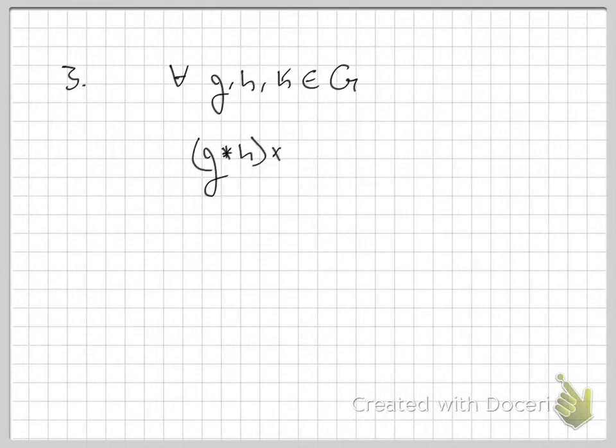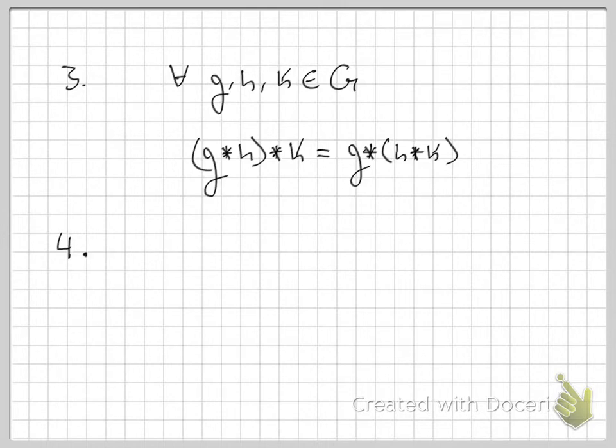The third property is that for all g, h, and k in G, the following is true: g star h star k equals, so the associative property is what I'm writing now. The associative property.